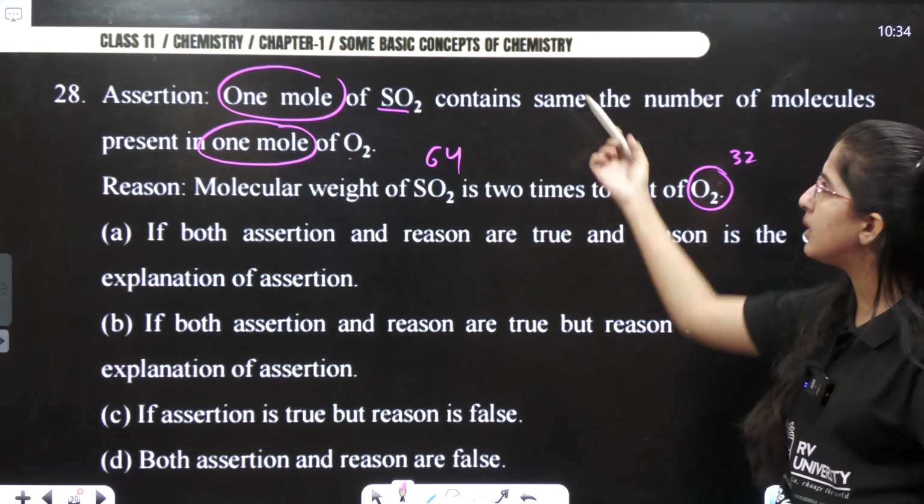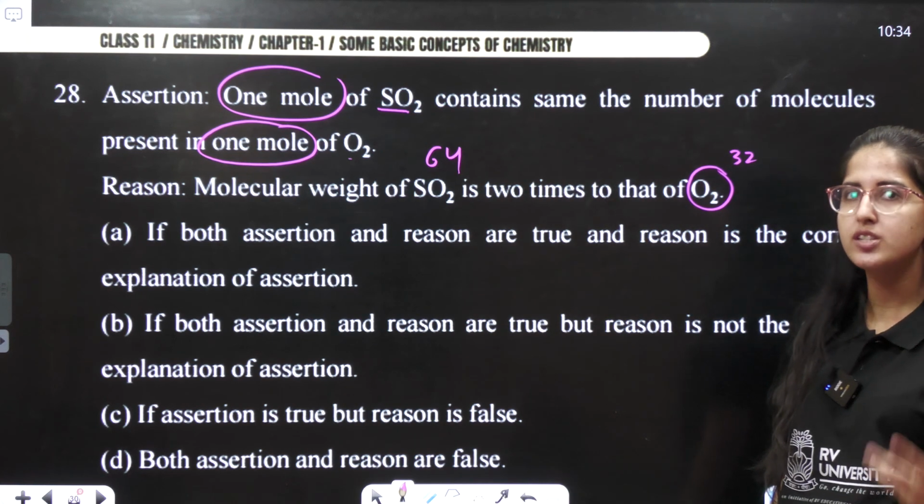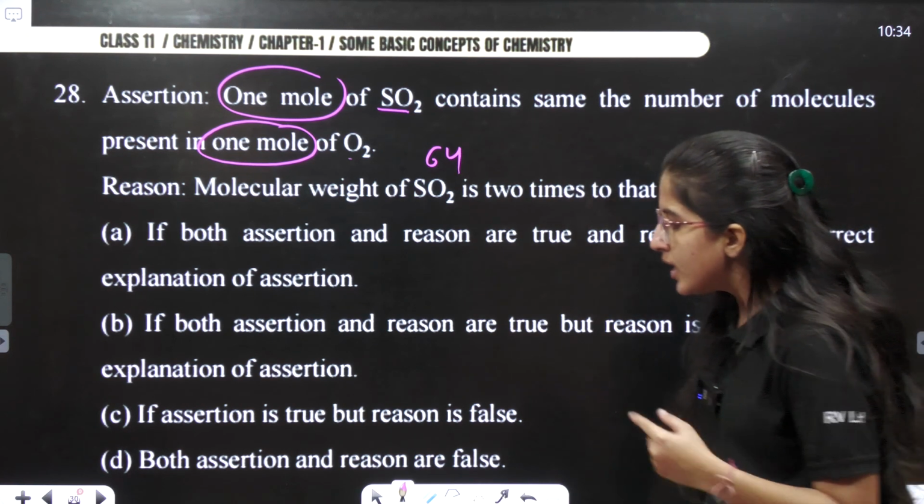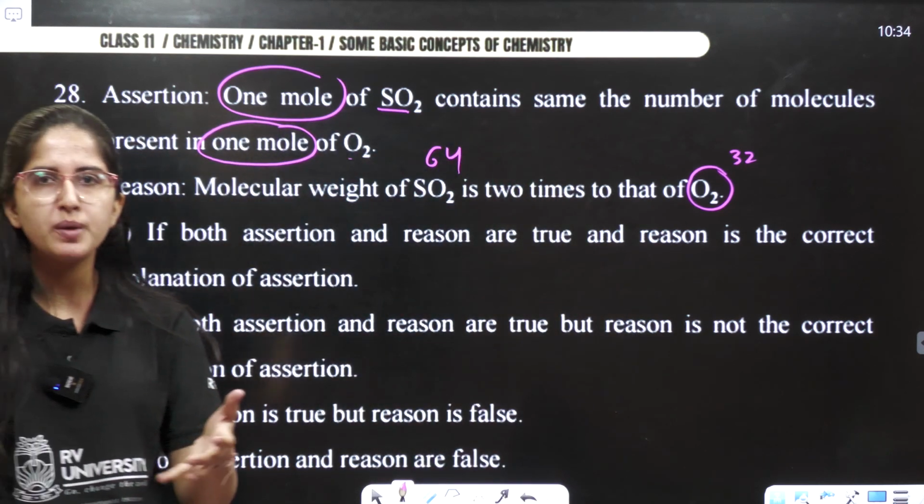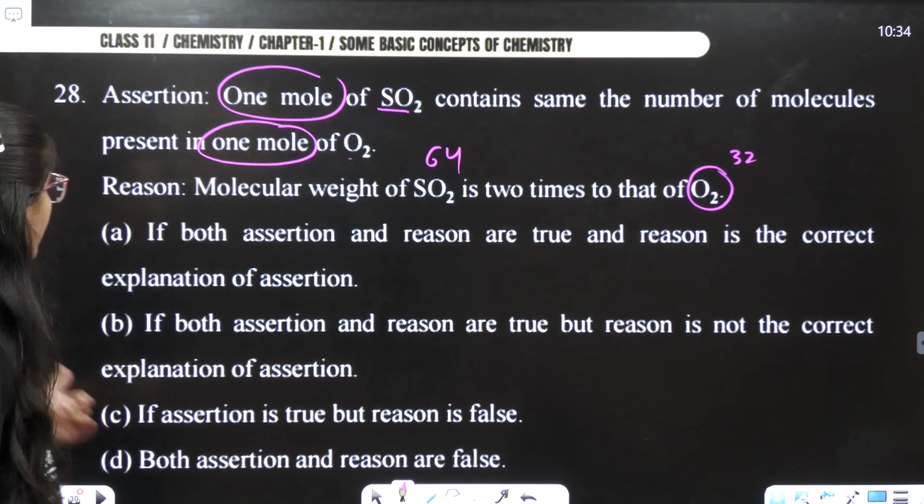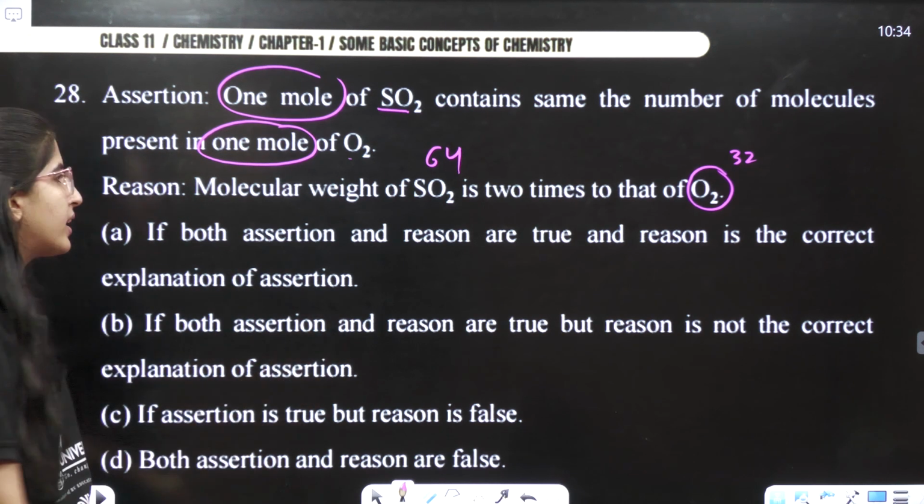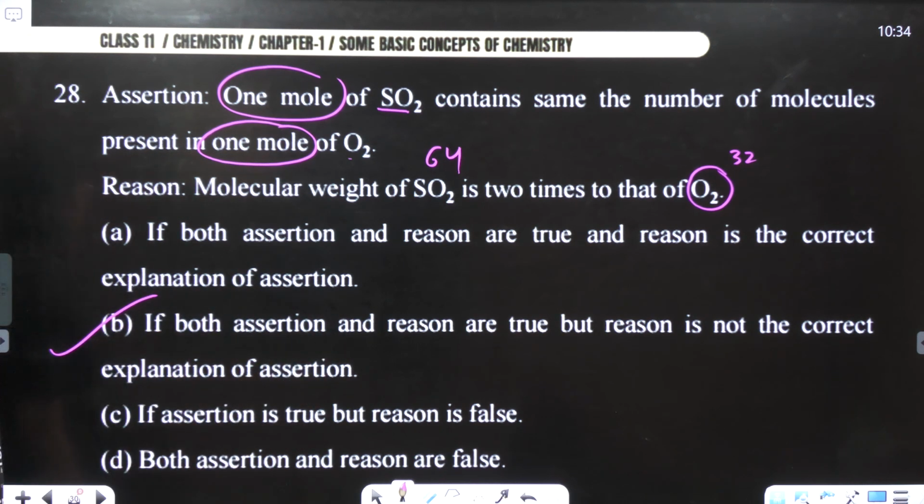But is it the reason for your assertion, for the same number of molecules? No. If the number of moles is the same, then the number of molecules is equal. That has to be explained in the reason. So you will say both assertion and reason are true, but the reason is not the correct explanation of the assertion.